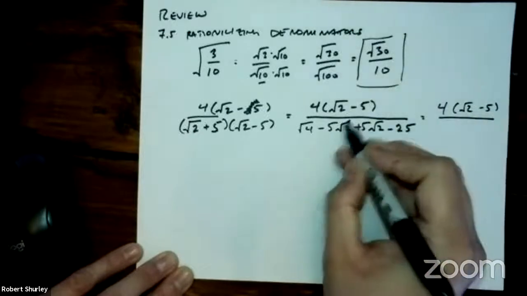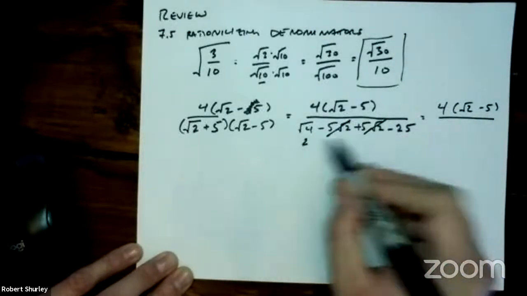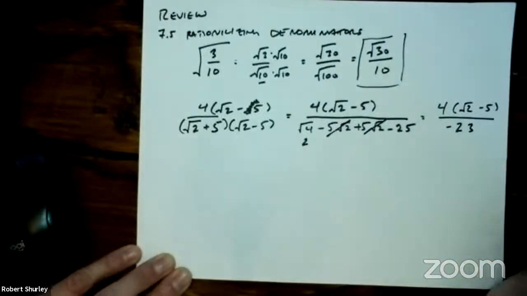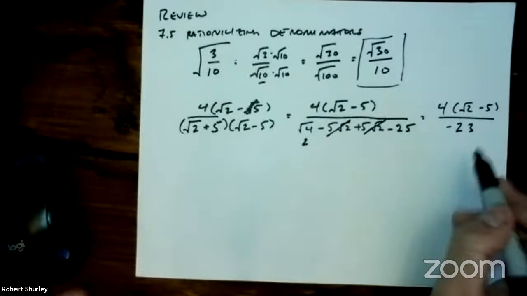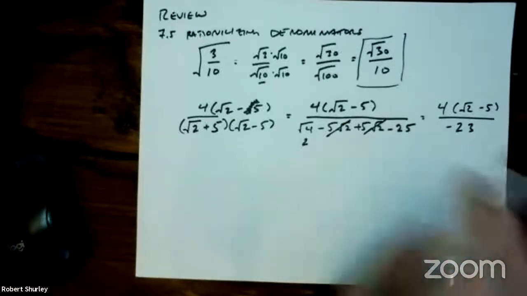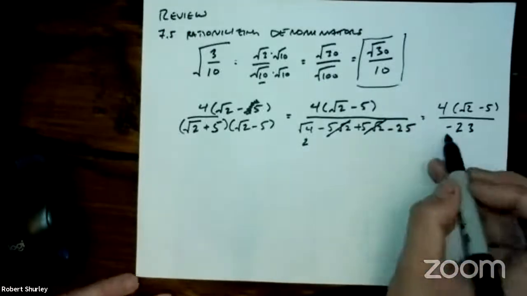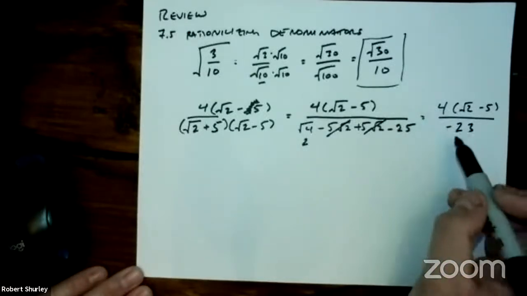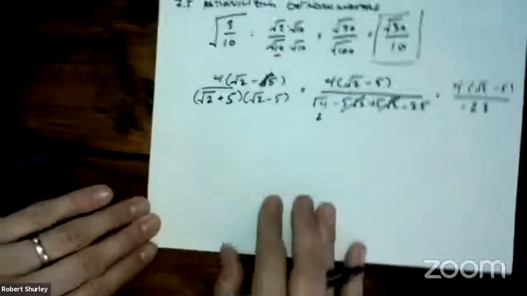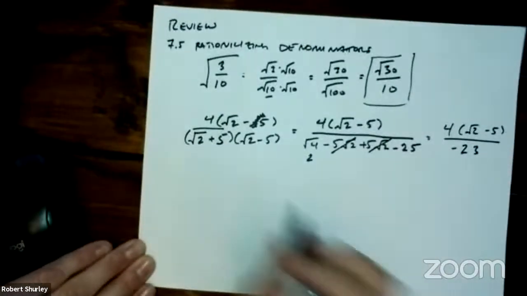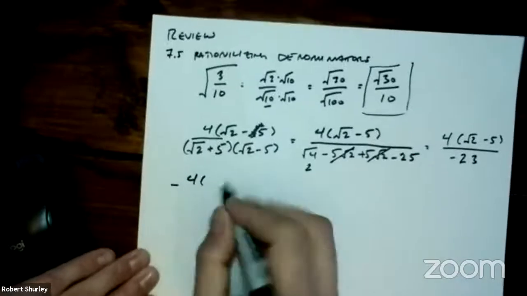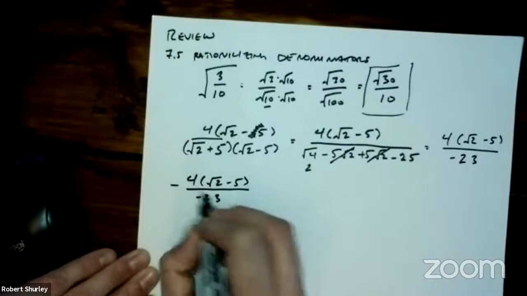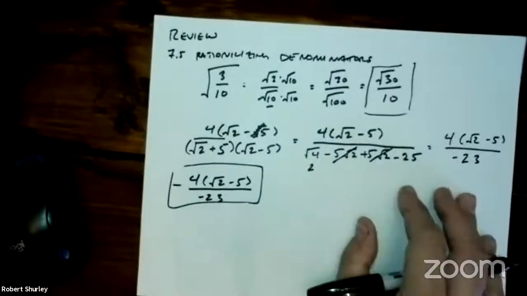On the bottom, these cancel. This is just 2, so 2 minus 25, that's going to be a negative 23. And I'll tell you what's going to happen: the book, and any math text, is not going to leave a negative in the denominator. They're either going to move it out front or move it to the top. So let's just do that. I'm going to say negative 4 times square root of 2 minus 5 over 23. There we go. And there's an example.